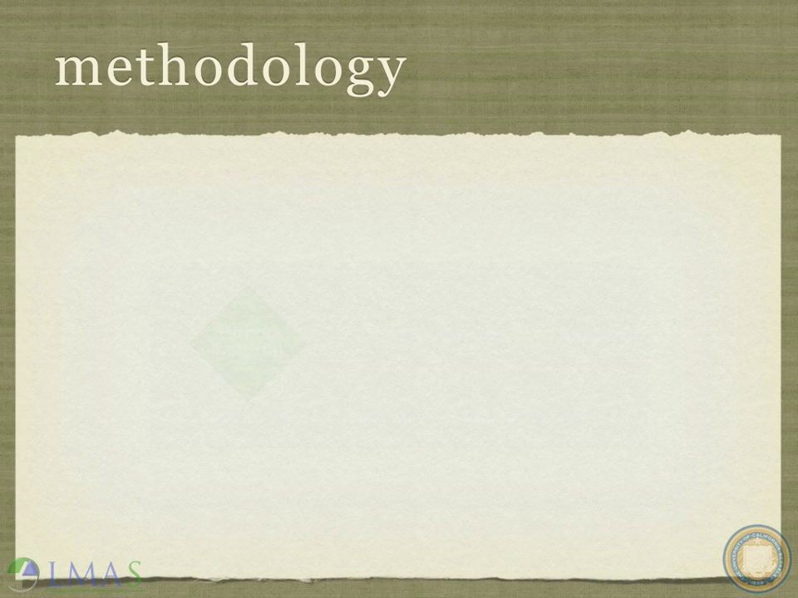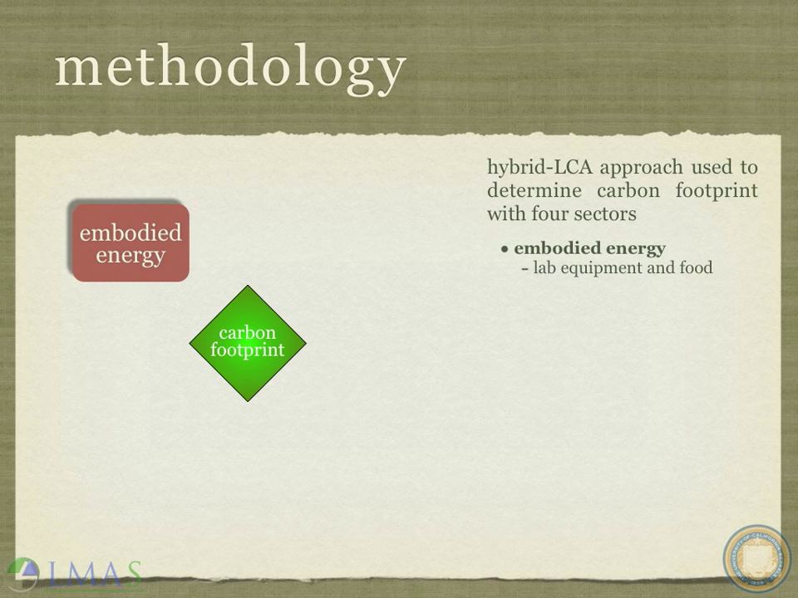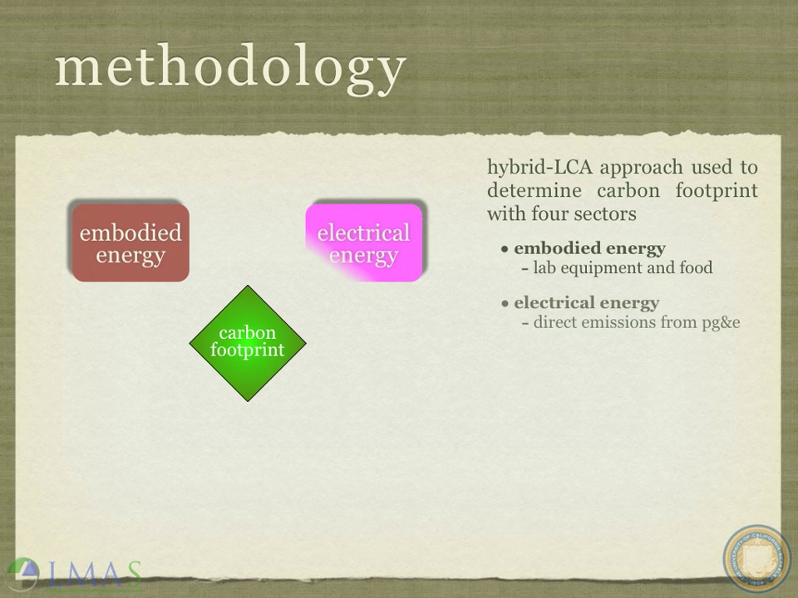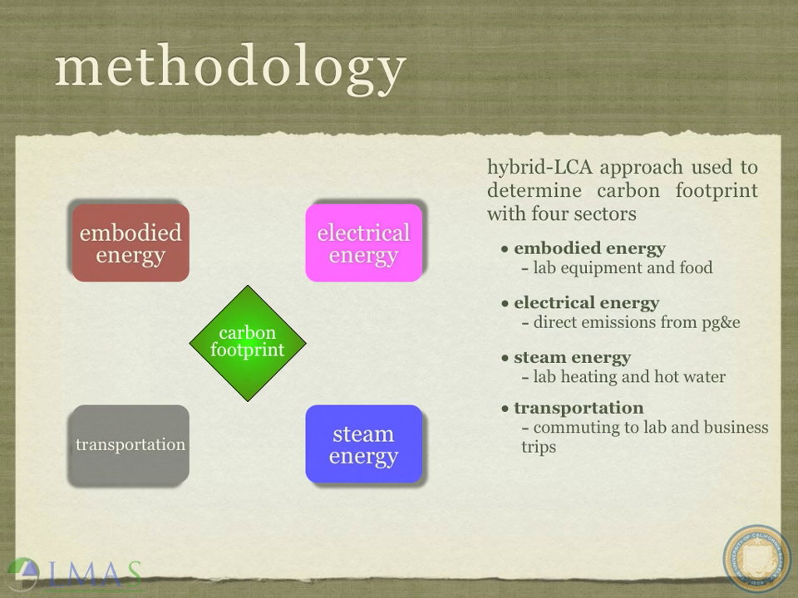To determine the carbon footprint, a hybrid LCA approach with 4 sectors was used. Embodied energy, which includes everything from desks and computers to the carpet and paint. Electrical energy, direct power consumption from the grid. Steam energy, energy to produce steam for heating and hot water. Transportation, which includes both commuting to lab and to business trips, such as conferences.